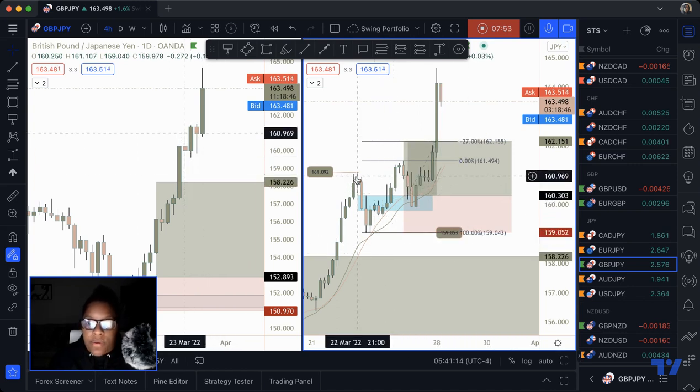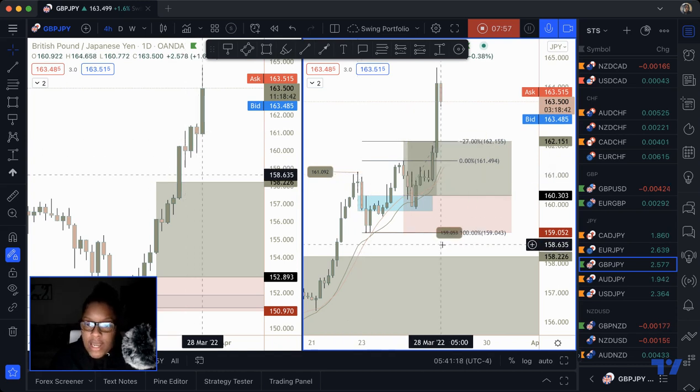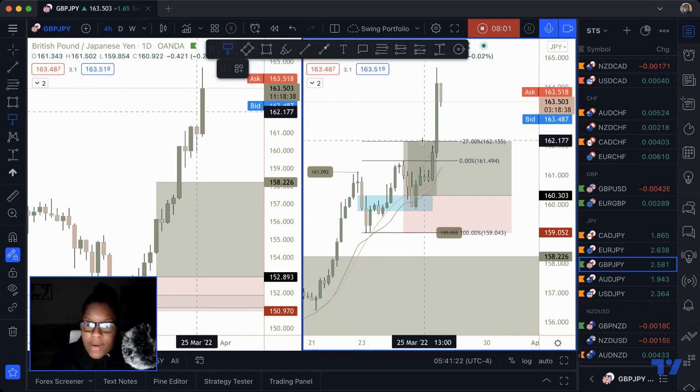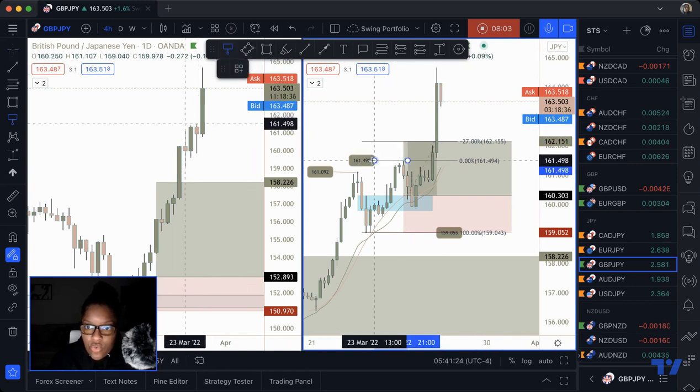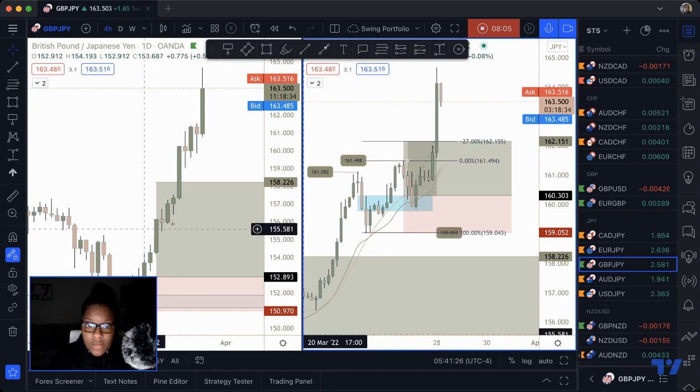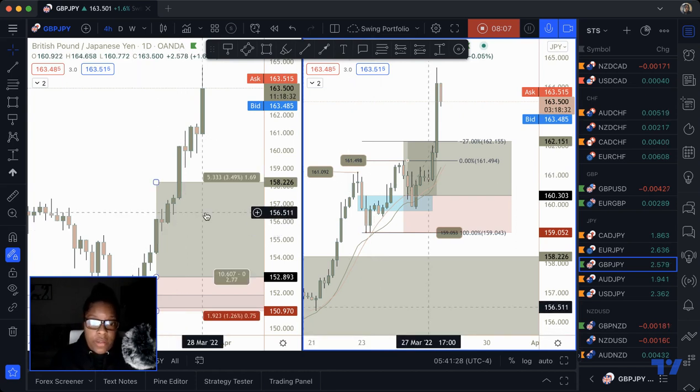Okay, so price had a higher high at 161.092, a higher low at 159.053, and then price came and it made a new higher high here. Now this is also coming off of a 533 pip win.